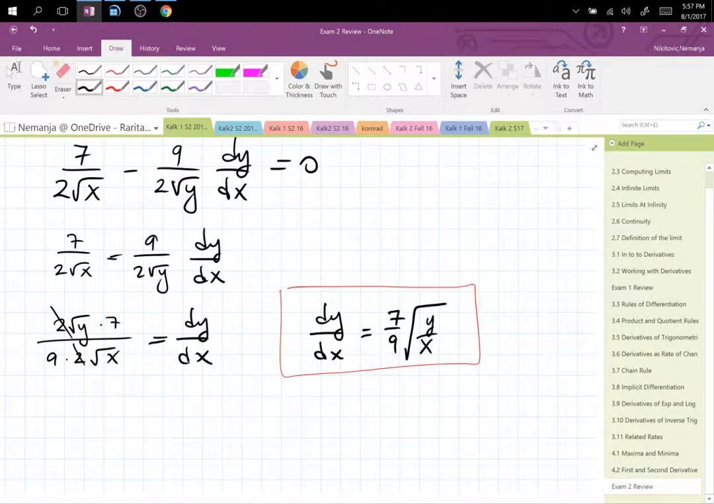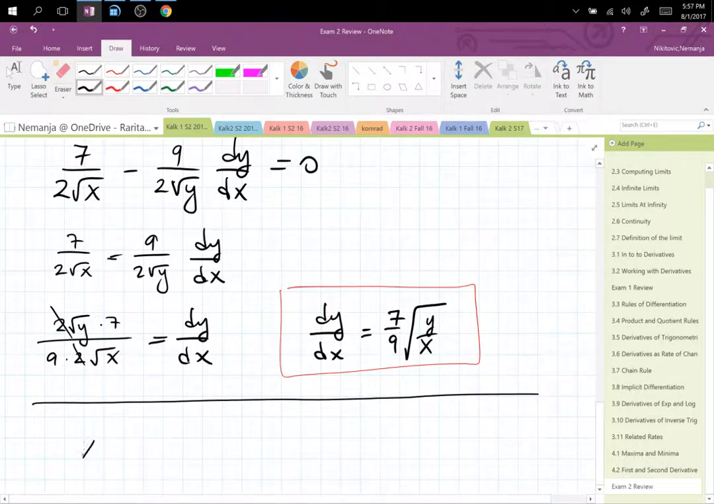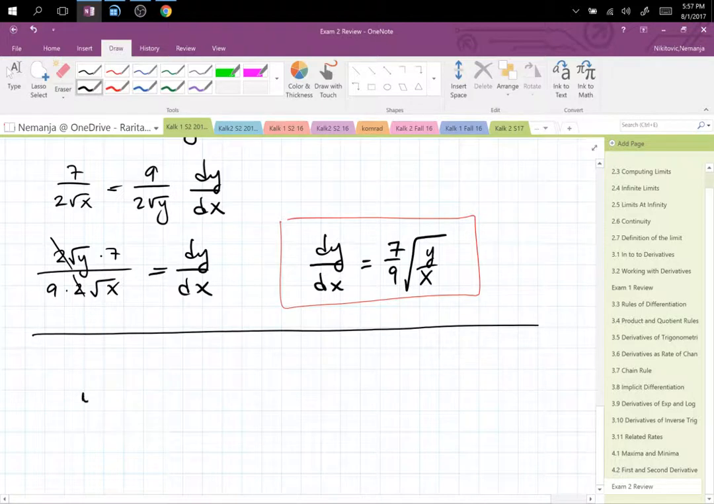Anything else? You had the question? Yeah. Find the derivative of x to the square root of x. So the function is y equals x to the square root of x.